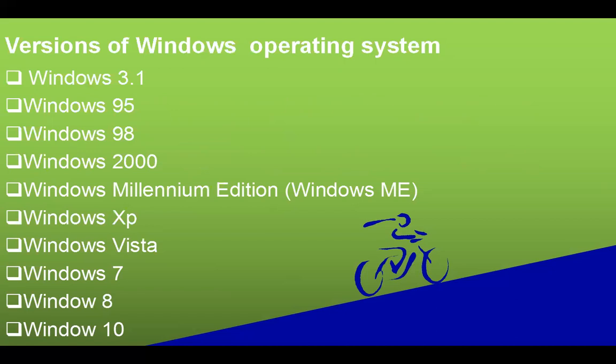The first one is Windows 3.1, Windows 95, Windows 98, Windows 2000, Windows Millennium Edition, Windows XP, Windows Vista, Windows 7, Windows 8, Windows 10, and currently there is Windows 11. All these are examples of versions of Windows operating systems. Hope it's clear, guys.